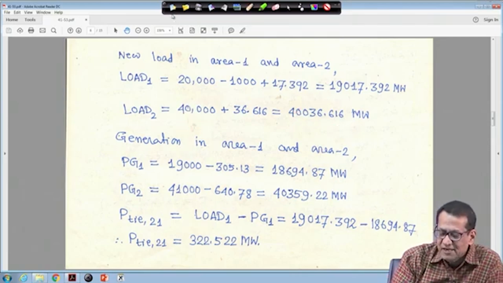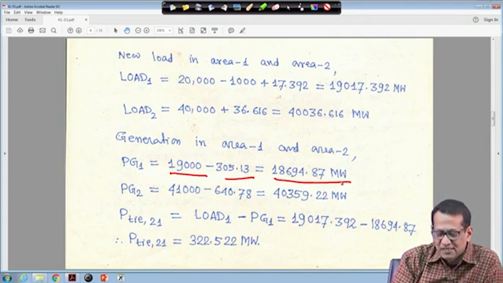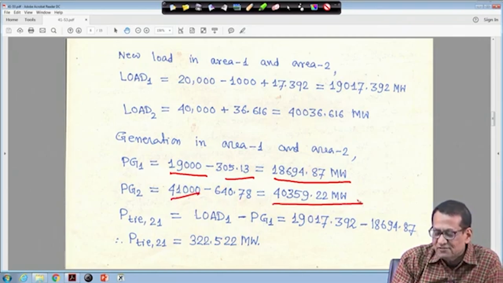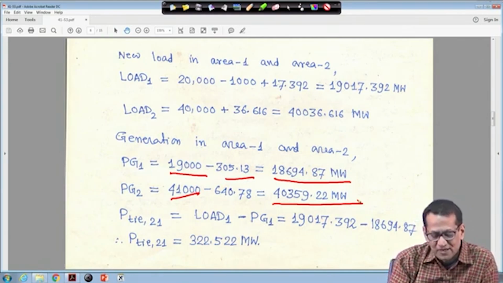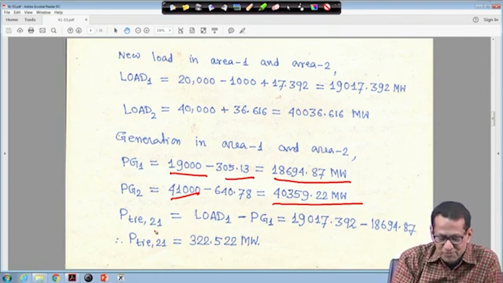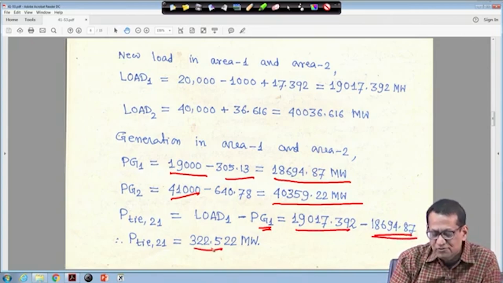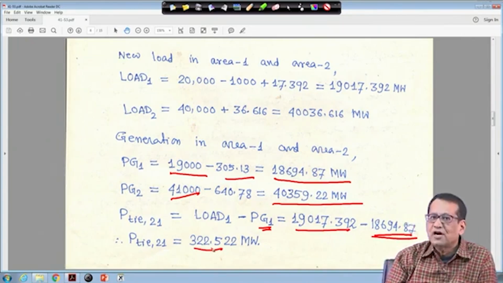Now, generation in area 1 and area 2. It will be 19,000 minus this much, so it will be 18,694.87 megawatt, and Pg2 will be 41,000 minus 640.78, so 40,359.22 megawatt. And P tie 21, it is flowing from 2 to 1, because in the diagram the direction is given as 2 to 1. So, it will be load 1 minus Pg1, so it is 322.522 megawatt, right.